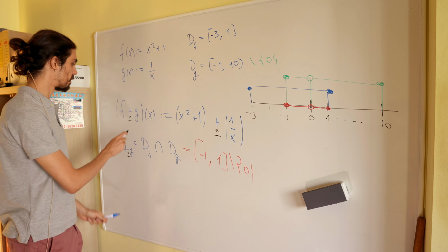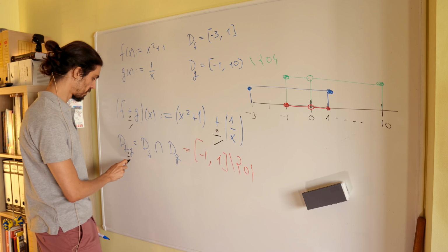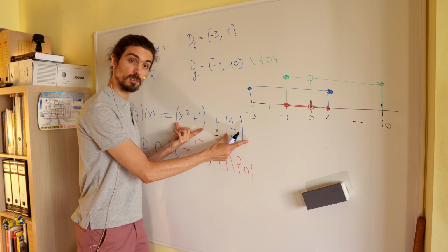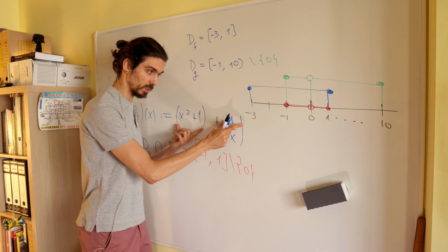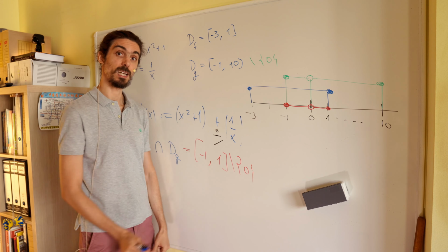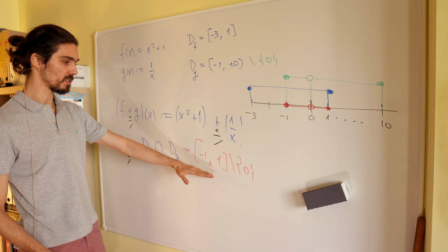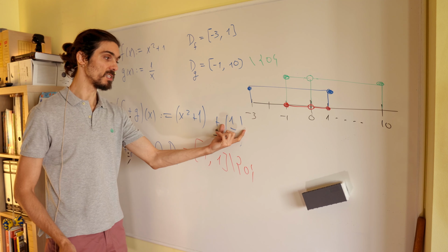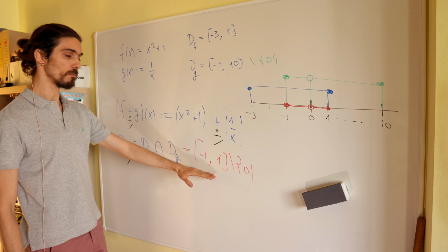Finally, what about the division? What if I introduce the divide symbol between these two? What do I need to change? When I divide something by something else, the thing I'm dividing by, in the denominator, cannot be 0. But notice, 1 over x is never 0, so there is no problem. The domain for the division is also this same domain. There is no extra x that I need to remove, because 1 over x is never 0. So for all 4 operations, the same domain.